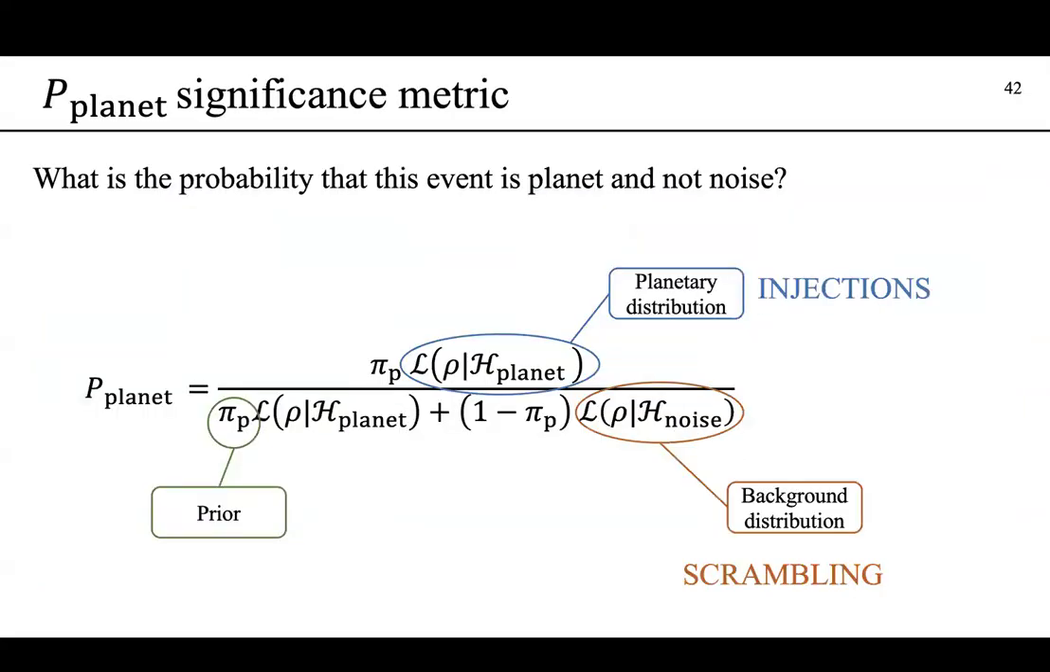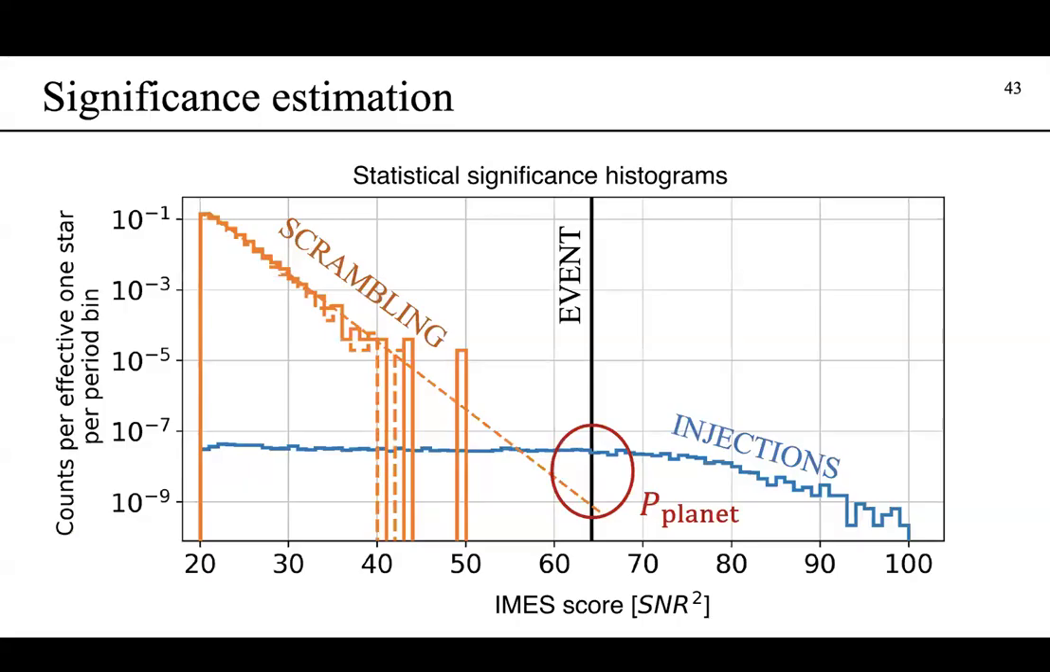This is how this p-planet score is calculated. Basically, this is the distribution of planetary events from injections. This is the prior, and this prior is not only geometric, so it is important. And this is the same plus the opposite term, in which we measure everything, which is 1 minus planetary prior, the probability that it is not a planet, times the distribution that we got from the scrambled search, the distribution of the noise. And this is how it looks graphically.